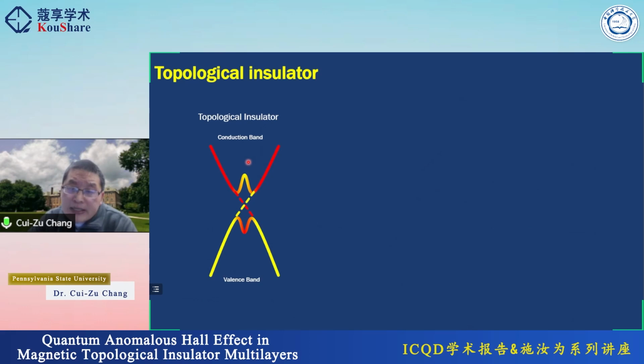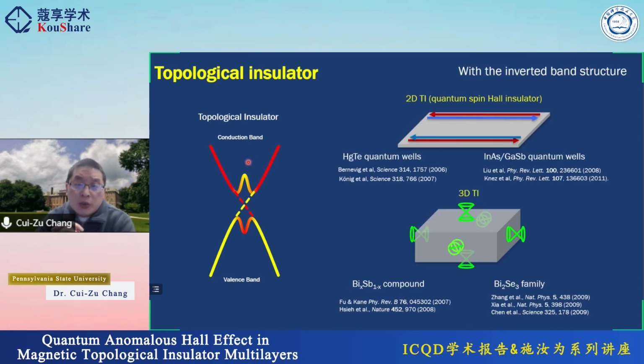Before moving on, let me say a few words about topological insulators. The topological insulator can be classified into 2D topological insulators and 3D topological insulators, and both of them have been realized in real materials. The 2D topological insulator was first realized in mercury telluride quantum wells, later in indium arsenide and gallium antimonide quantum wells, and more recently in 1T' tungsten ditelluride monolayers. The 3D topological insulator was first realized in the bismuth antimony compound and later in the bismuth selenide family materials. The band structure in bismuth selenide is more simple, and in my experiment, we mainly focus on the bismuth selenide family of topological insulators.